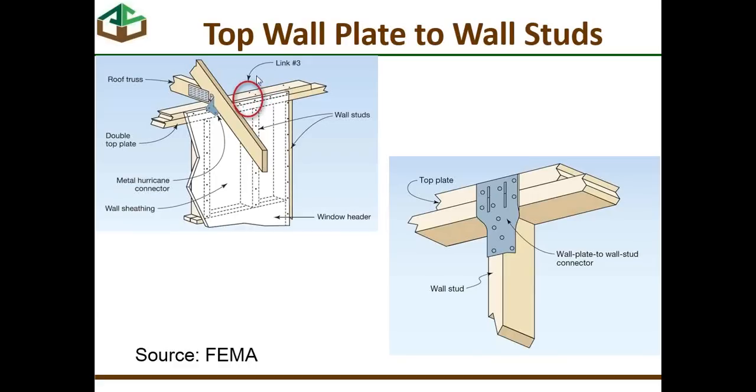So there's multiple ways to do this. This link is illustrated in this red oval. It can be done with nails, with the nails of the panel sheathing to the studs, or it can be done with a mechanical connector like you see over here on the right-hand side. So either way accomplishes the load path connectivity at that top wall plate to wall studs.